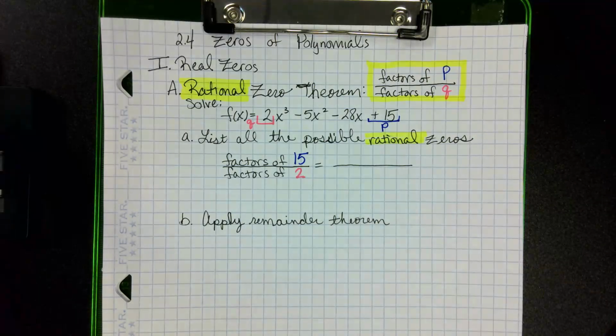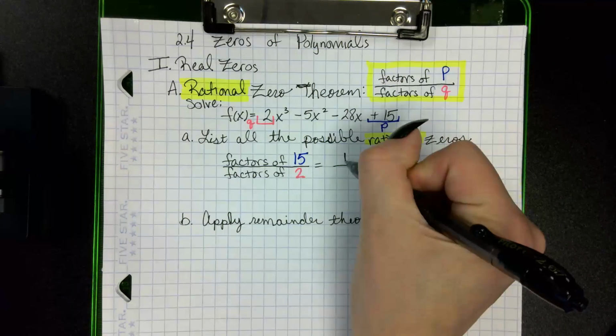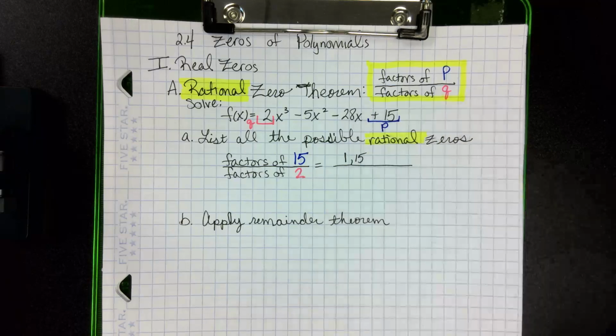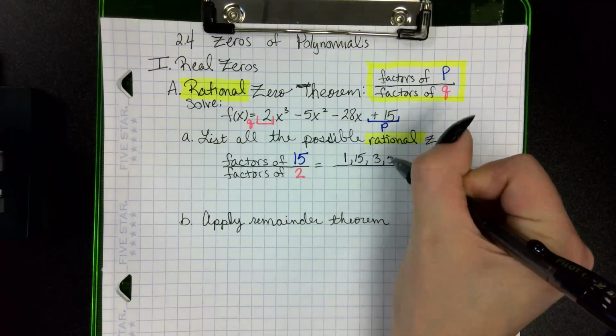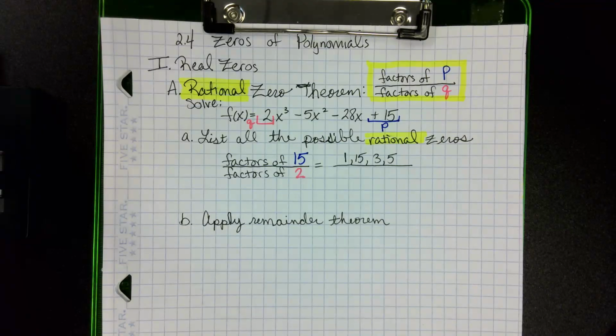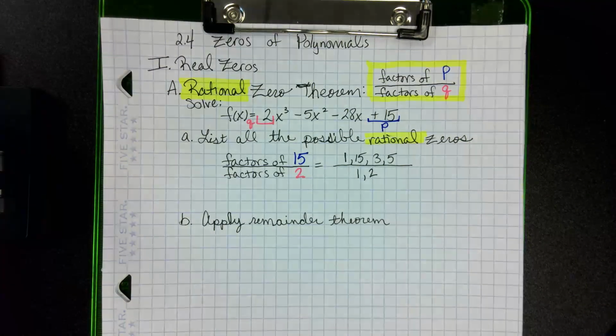So in the numerator, I want my factors of P. So things that can be multiplied to equal 15. 1 times 15 gives me 15. Or 3 times 5 gives me 15. And there's no other numbers that I can think of to multiply together to get to 15. And then the denominator is Q is 2, so factors of 2. 1 times 2. That's the only two numbers that will multiply together to equal 2.